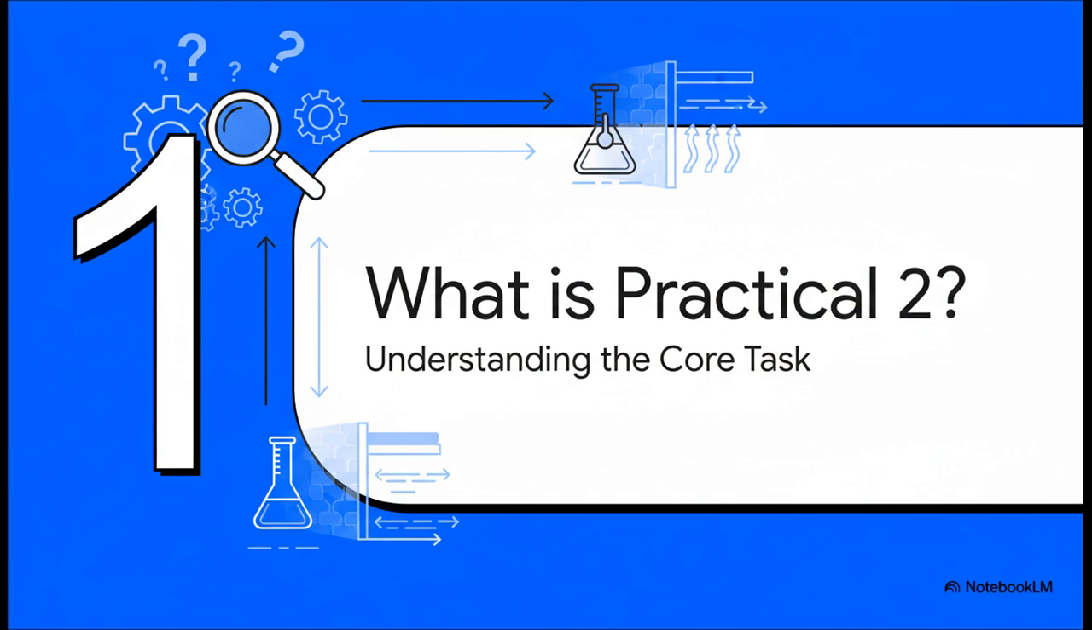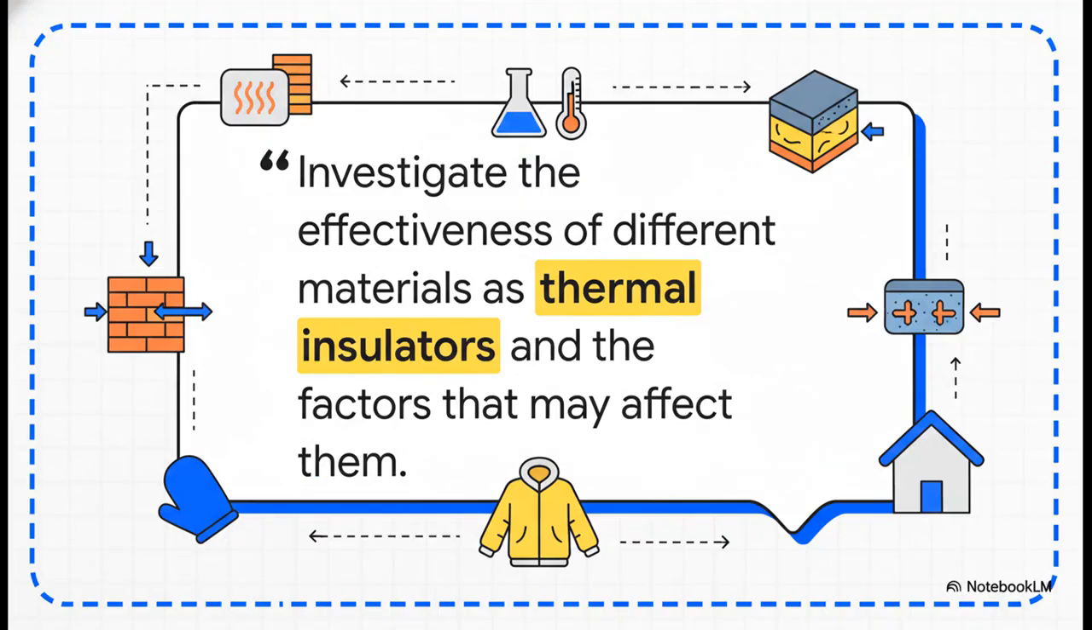Right, first things first. Before we get into all the fiddly details of how to do it, we need to be totally crystal clear on the what and the why of this whole investigation. Okay, pay close attention here because this sentence is literally pulled straight from the AQA specification. This is the official mission objective. Your job is simple. Find out which materials are best at stopping heat from getting out. That's it. It's that fundamental.